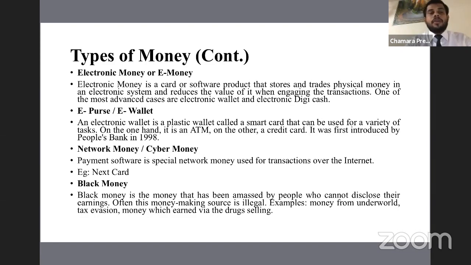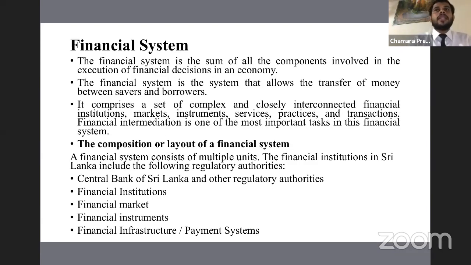And now we are going to talk about financial systems. The financial system also plays a major role in facilitating the continuation of businesses. The financial system is the sum of all the components involved in the execution of financial decisions in an economy, right? Basically, what a financial system does in an economy is provide the platform to get money from the people who have access to the people who have shortages. So the financial system is the system that allows the transfer of money between savers and borrowers, right?